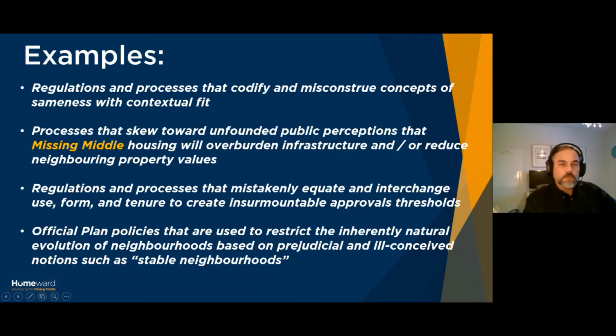Stable neighborhoods, that concept is prejudicial and it's ill-conceived, because all neighborhoods in every community are constantly changing. It is the nature of communities that they change. And the idea of putting this kind of language into official plans, I believe, shows a poor understanding of how communities evolve and have always evolved. And it is a way, again, of creating regulations that force sameness and stagnation in communities, and very much limits the ability to provide diversity in housing.